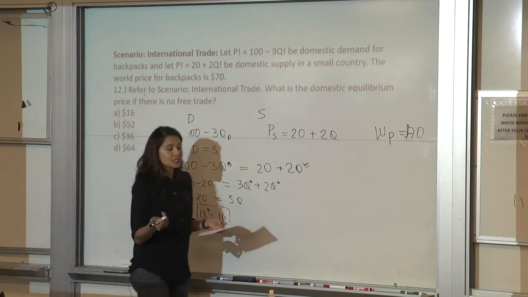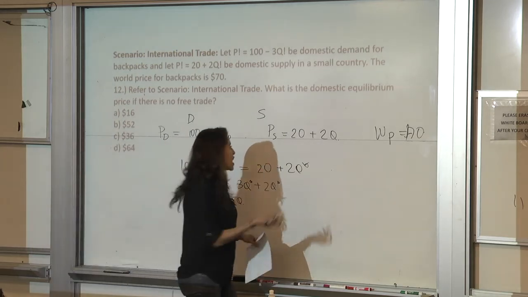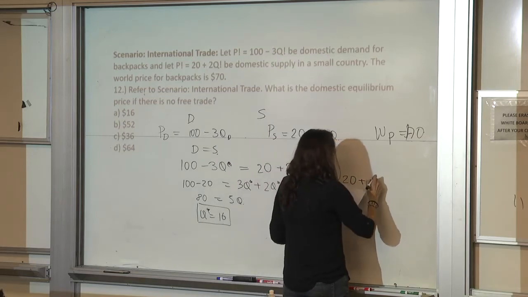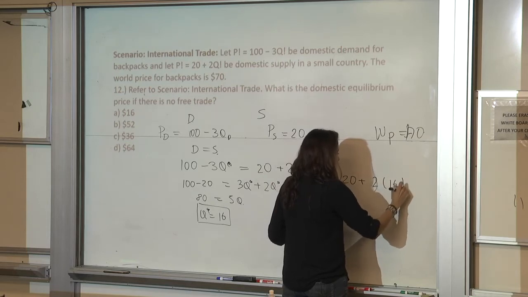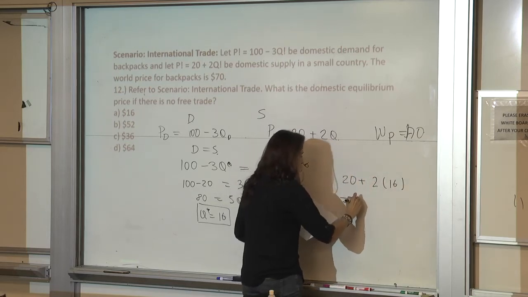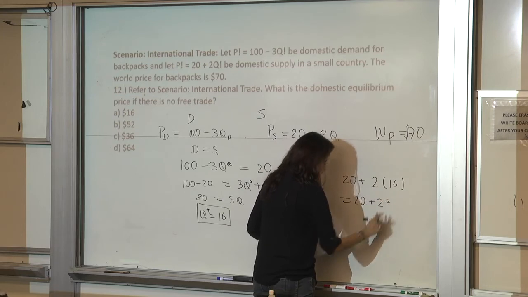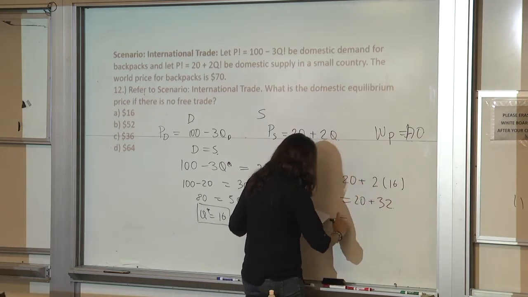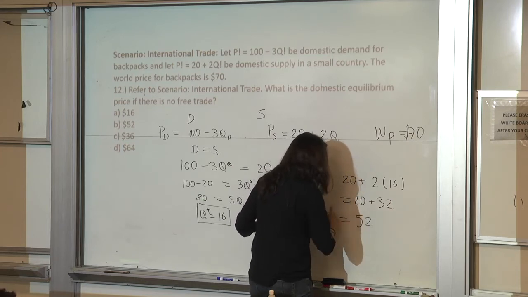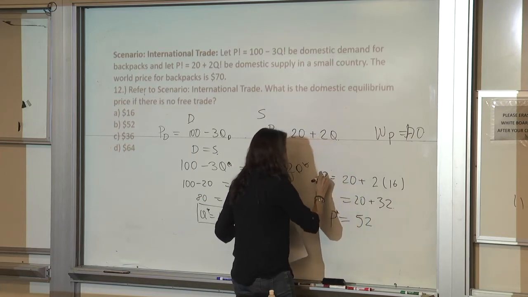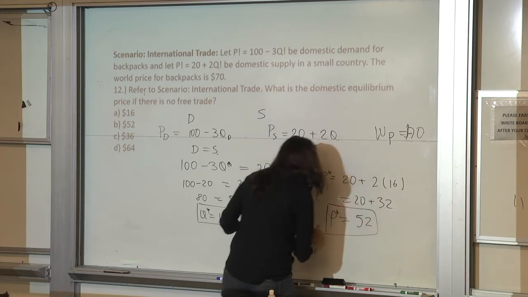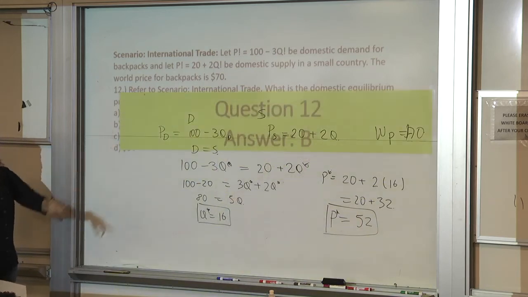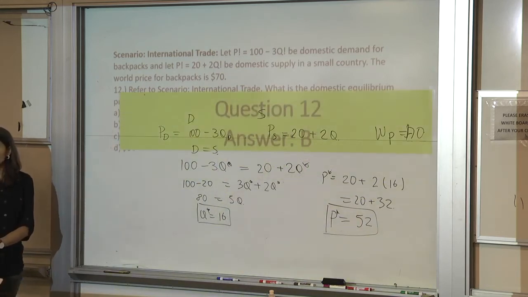So what do I do? I put the equilibrium quantity in either the supply or the demand function. I always think that it's easier to add than to subtract, so I put it in the supply function: 20 plus 2 times 16, okay? And this is equal to 20 plus 32. And this is equal to 52, which is my equilibrium price, okay? So, yes, the answer is B. The equilibrium price is 52. Clear? Good.